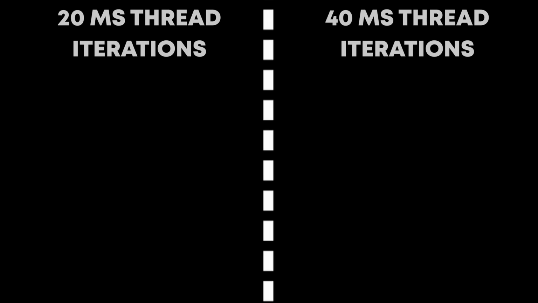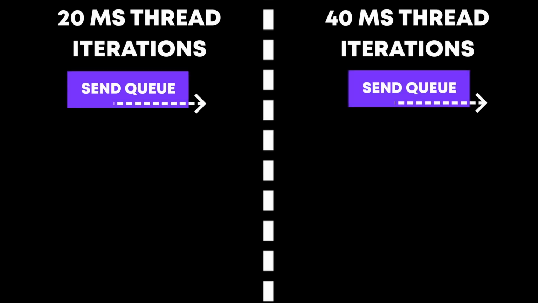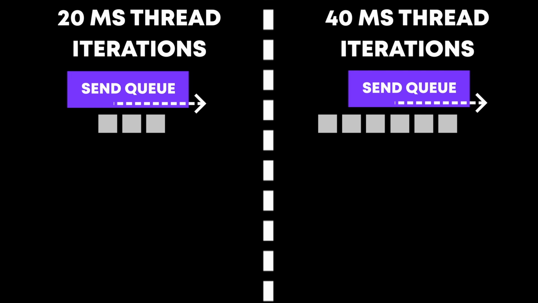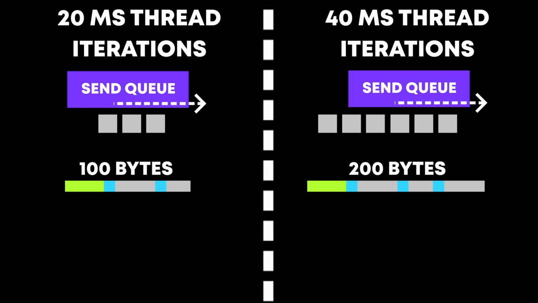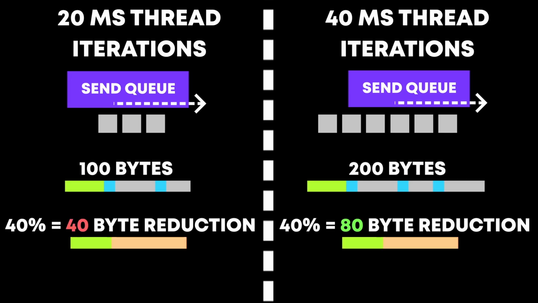I mentioned before that my compression had a 40% reduction in packet size. If I increase the time between my network thread iterations, then there will be more messages waiting each time on the send queue. This, in turn, will increase the size of the packets being sent. Since compression is multiplicative, bigger packets mean a greater reduction. As a result, I'll be using less bandwidth without even needing to send less information.